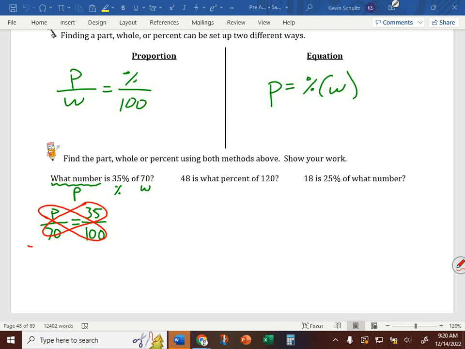The equation that we get is 70 times 35 equals 100 times P. The reason we divide by 100 is because 70 times 35 is what? What's 70 times 35? 2,450. So 70 times 35 is 2,450. That equals 100p.